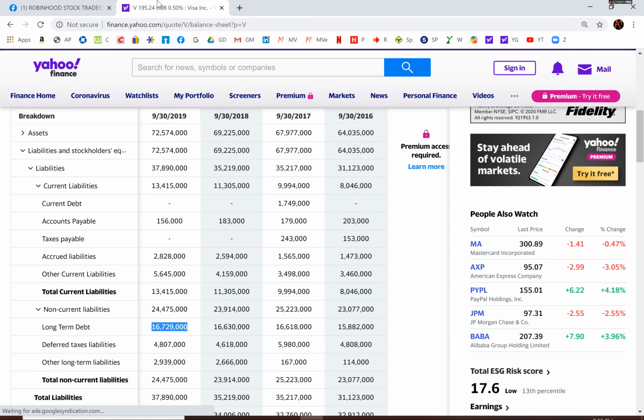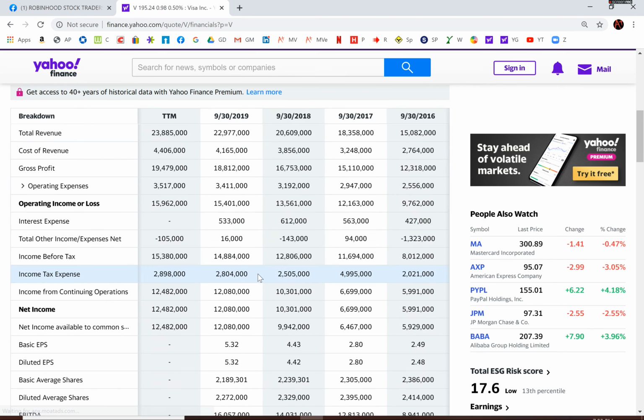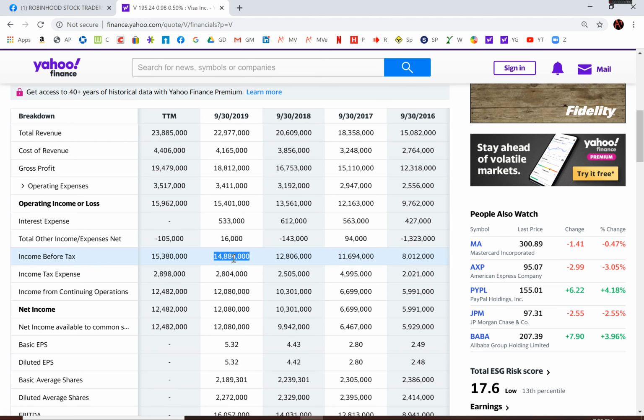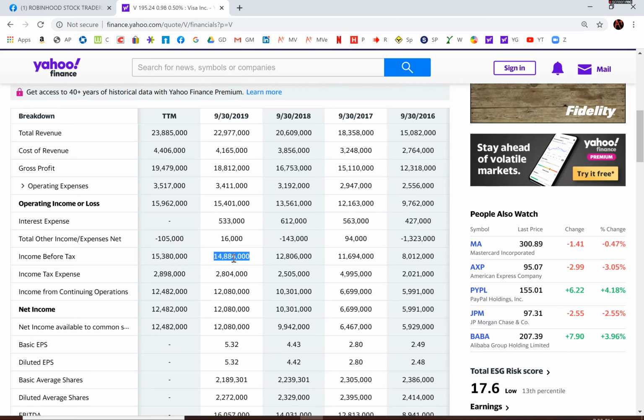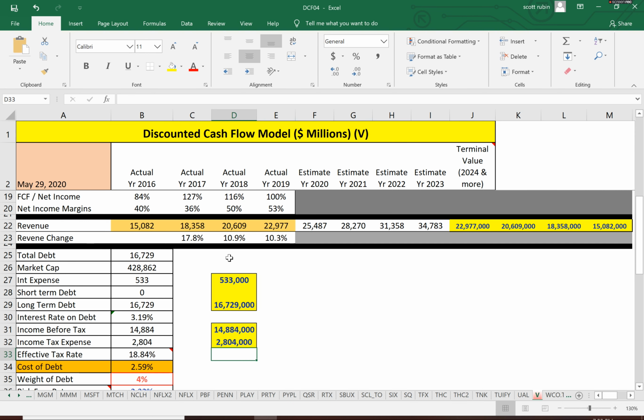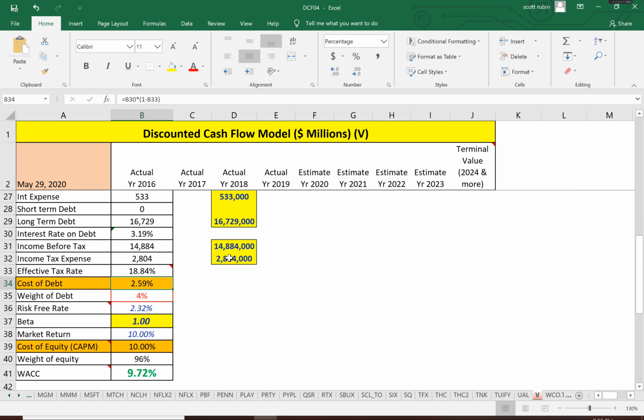Now, interest is tax deductible. So we want to find the effective tax rate to see what we have to discount the interest by. So the income before tax is $15 billion. And the income tax is $2.8 billion. So they pay 19% of taxes. So the cost of the debt is actually 2.6%. And you can see that capital structure is made up of 4% debt, which is pretty good, really good. You don't want to have too much debt.